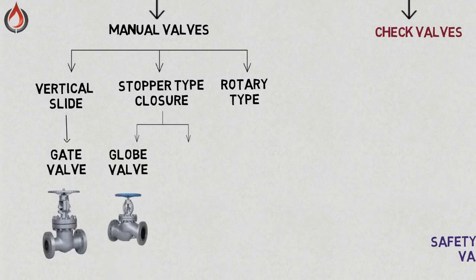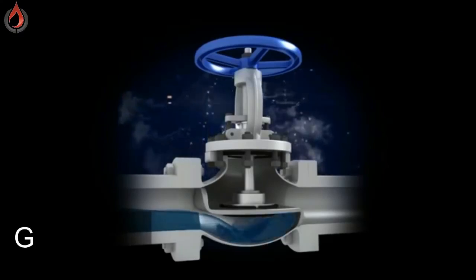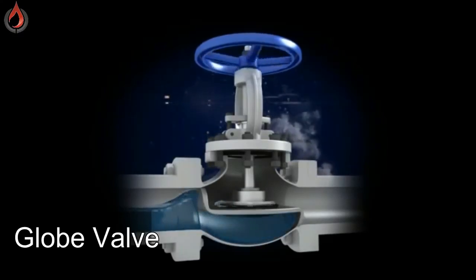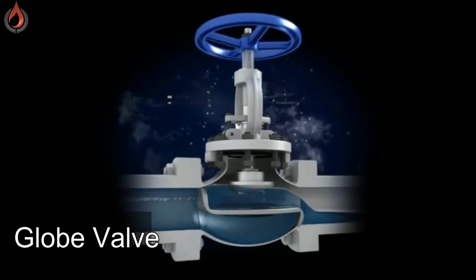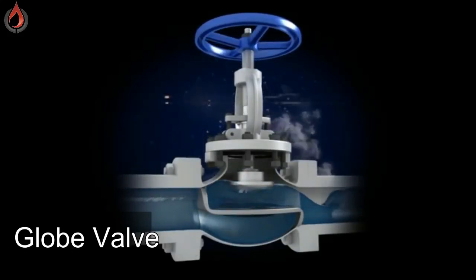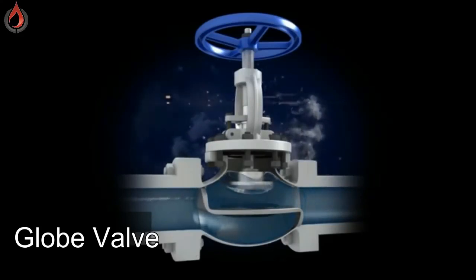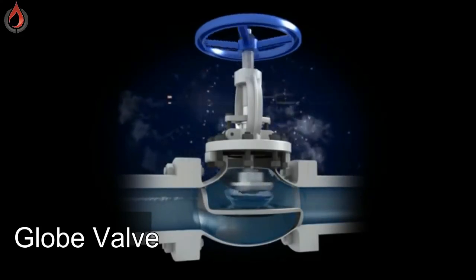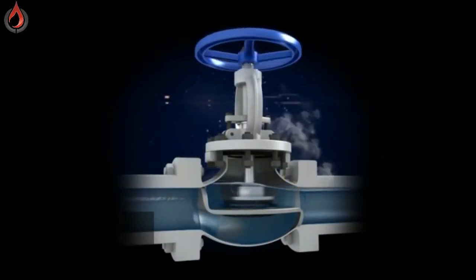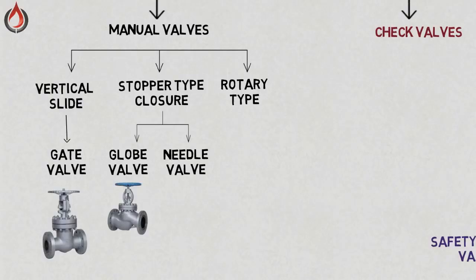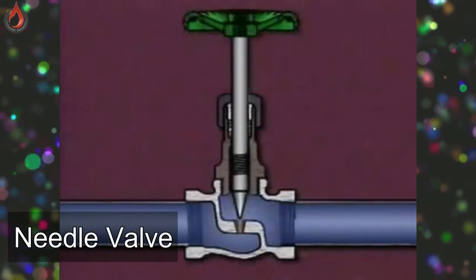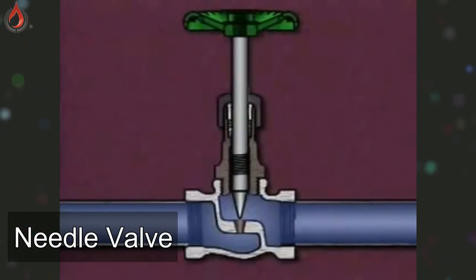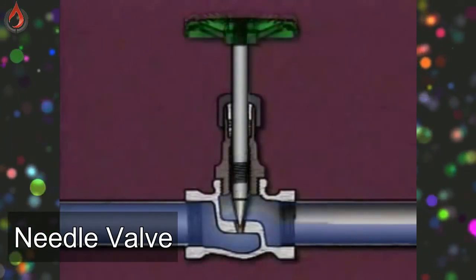Stopper type closure valves are globe and needle valves. Globe valve. Linear motion valve used to start, stop and regulate flow. The disc moves perpendicular to the seat to open or close the flow, so the annular space between the disc and seat ring gradually changes. Needle valve. Needle valves have a long tapered needle-like point that is used to make relatively fine adjustment in the amount of fluid flow.